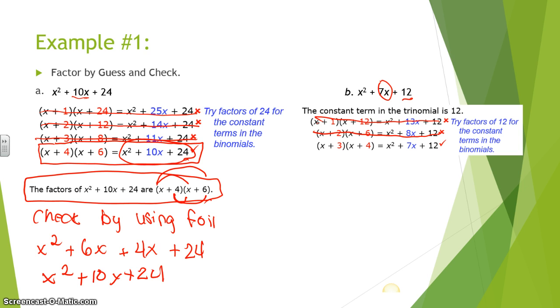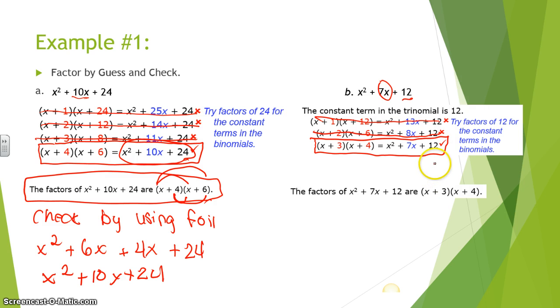3 times 4 gives me 12, and when you add 3 and 4, you get 7x. So my binomial factors here are going to be x plus 3, x plus 4. So my final answer is that the factors of x squared plus 7x plus 12 are going to be x plus 3, x plus 4. Again, you can check using FOIL. And you would get x squared plus 4x plus 3x plus 12, which then simplifies to x squared plus 7x plus 12.